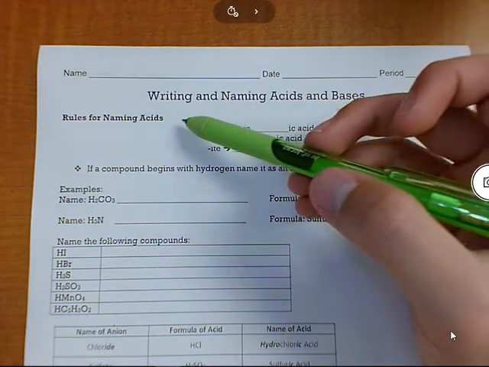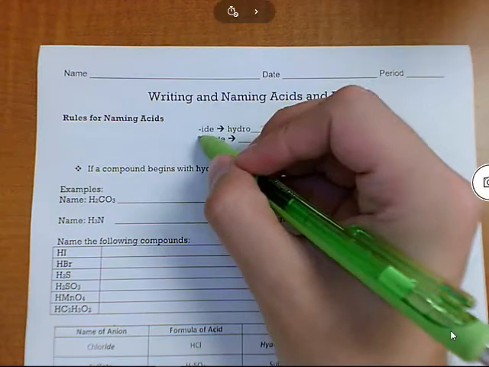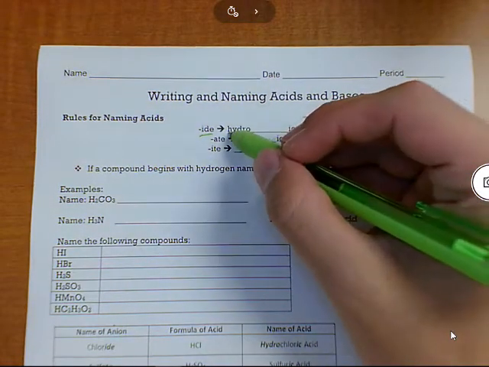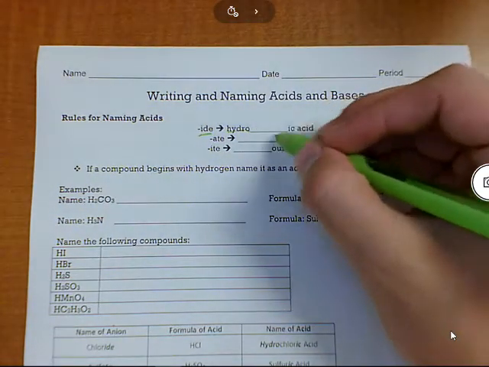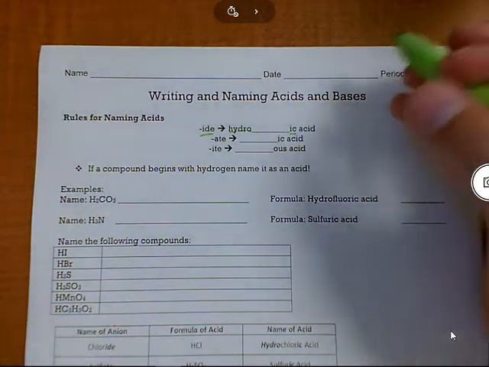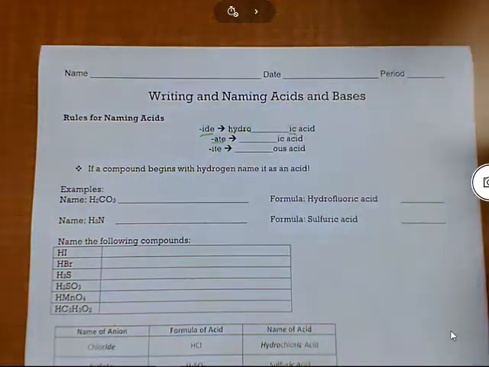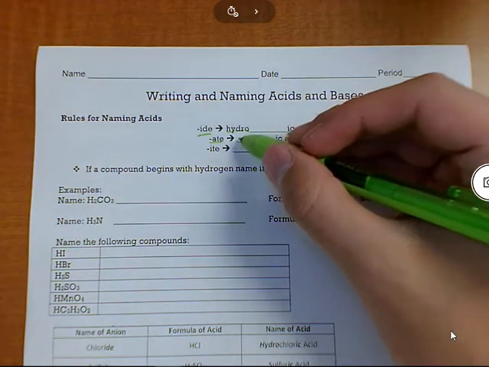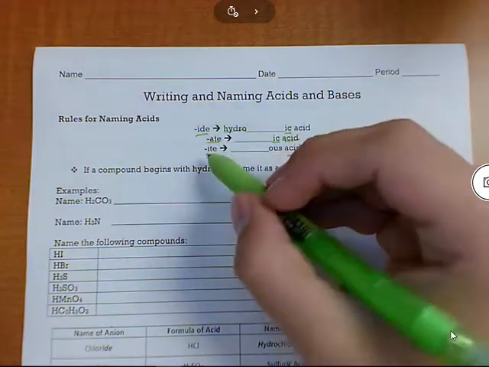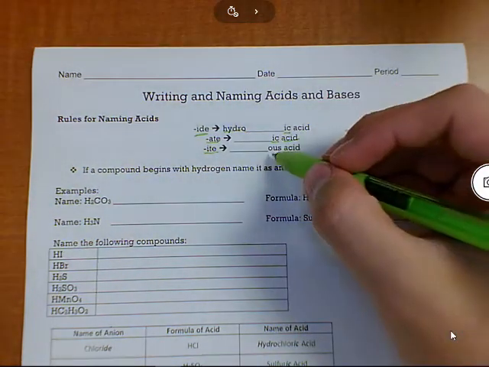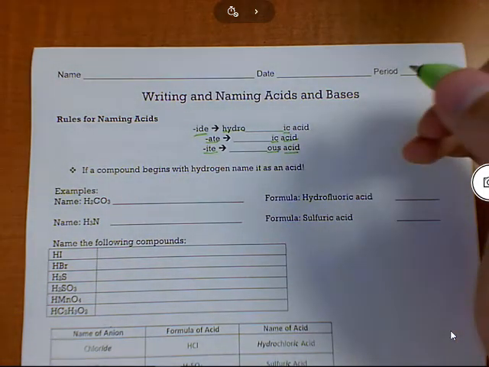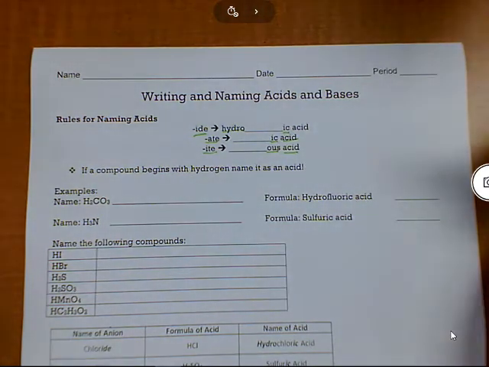So the rules for naming acids: if it ends in IDE, then you're going to change it to have hydro in front of it, put the element here, and then change the ending to IC and put the word acid because it's an acid. If it ends in ATE, you're not going to put the word hydro, you're just going to change that ending to IC and acid. And if it ends in ITE, then you're going to put OUS at the end of the word and put the word acid.